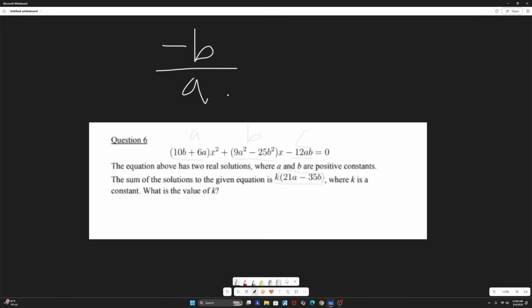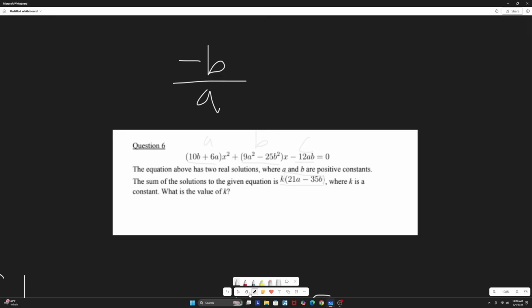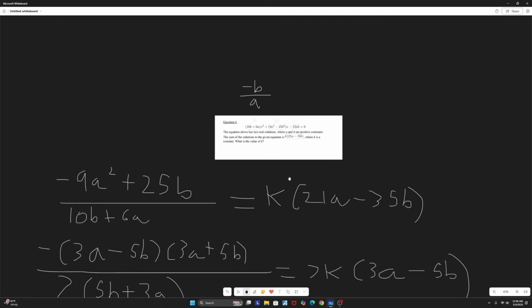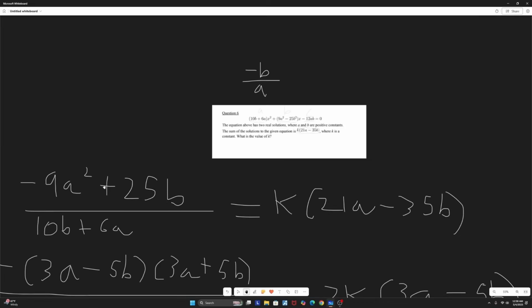So negative b over a equals all of this right here, 21a k times 21a minus 35b. So now if we were to put that in writing, what would it look like? Well, it would look something like this. You have your negative b term over here after you apply the negative to the 9a squared minus 25b squared, so the signs flip, and then you have your a term right here and whatever your negative b over a is equal to. So now that we got here, what do we do? Well, the SAT is all about pattern recognition and making the process as simplified as possible because you're not trying to do a lot of work.